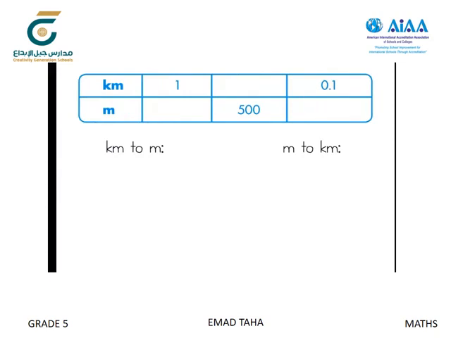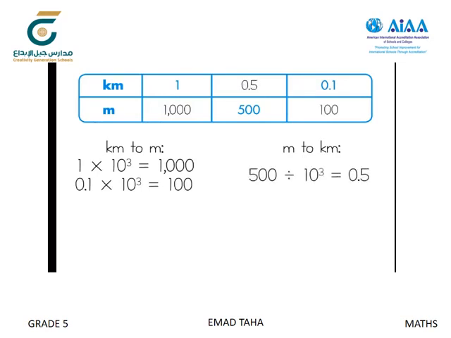Listen and look for other students who correctly multiply by 1,000, or 10 cubed, to convert from kilometers to meters, and divide by 1,000 to convert from meters to kilometers. These students show an understanding of how to use multiplication and division to convert among metric units of length.